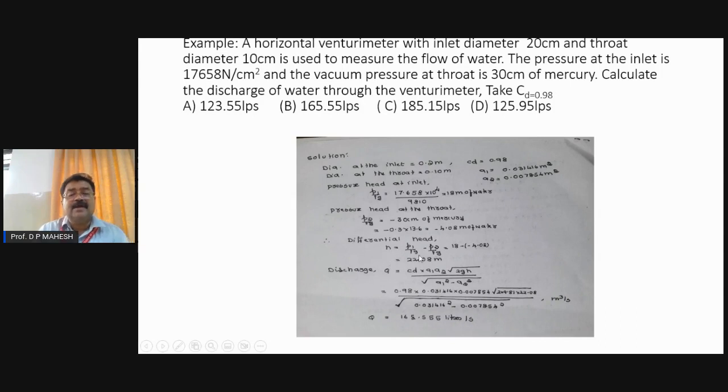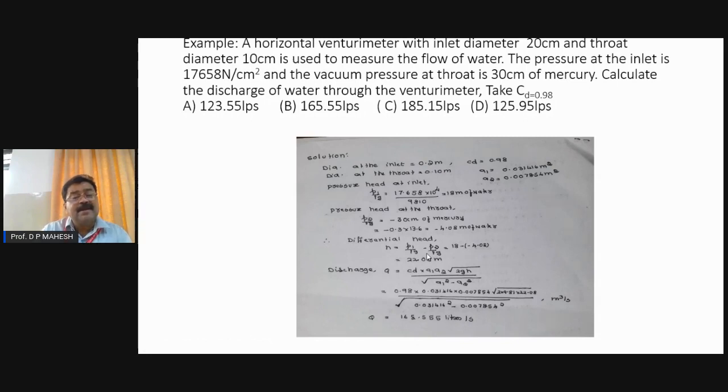Then, as I am showing here, H equals P1 by rho g minus P2 by rho g. But since P2 by rho g is a vacuum pressure head, the sign itself is minus, and finally you will get H. The role of the differential manometer is to give the differential in the head between the two sections in the form of the liquid which flows in the pipe.